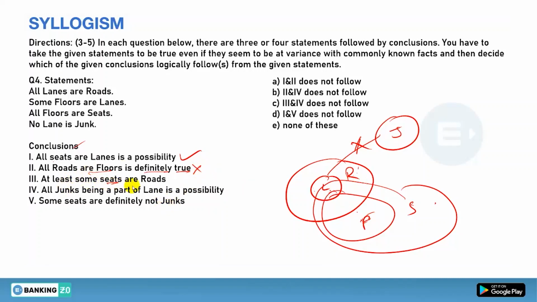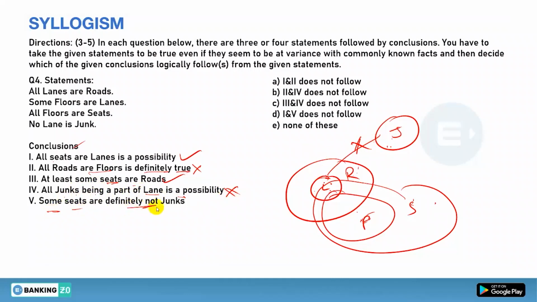Now, at least some seats are road. Yes, this is true, some part of seat is in the road. All junk being a part of lane is a possibility. No, there is no possibility because it is given that no lane is junk, so no junk will be lane. They are asking all junk being a part of lane. No, there is no possibility, so this will be wrong.